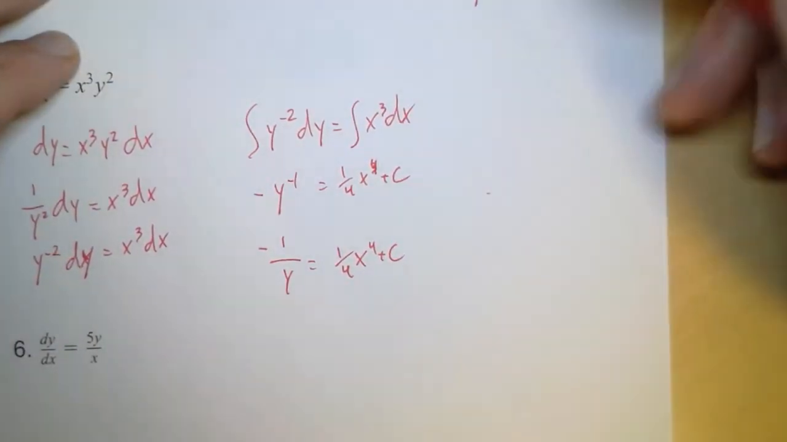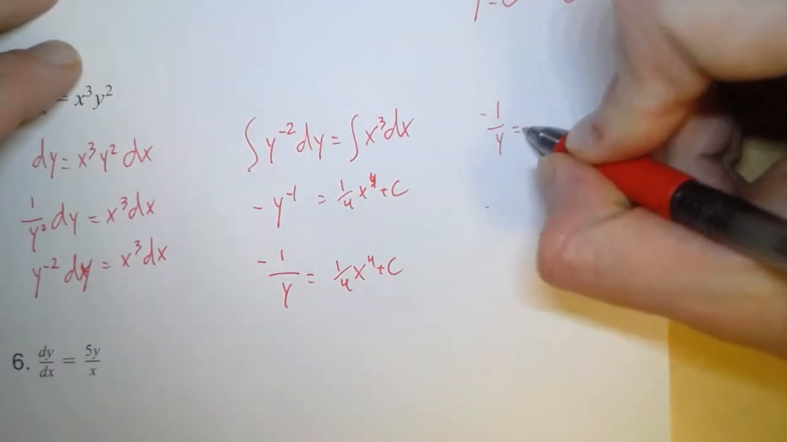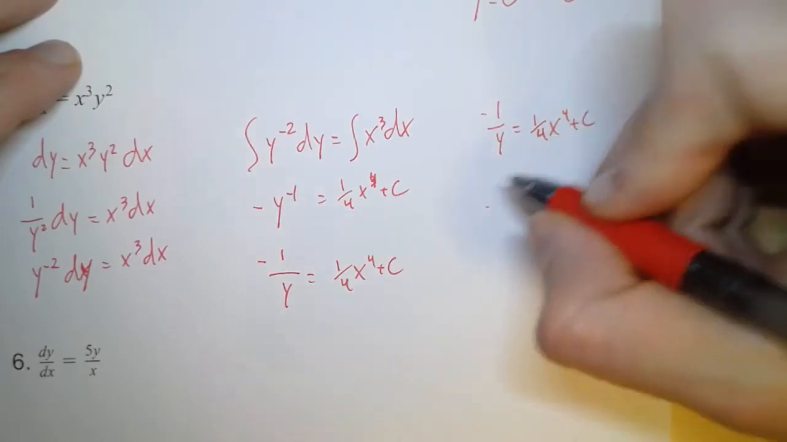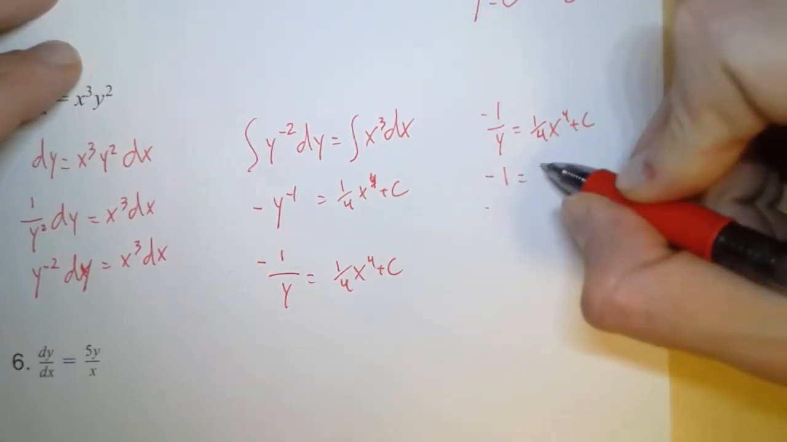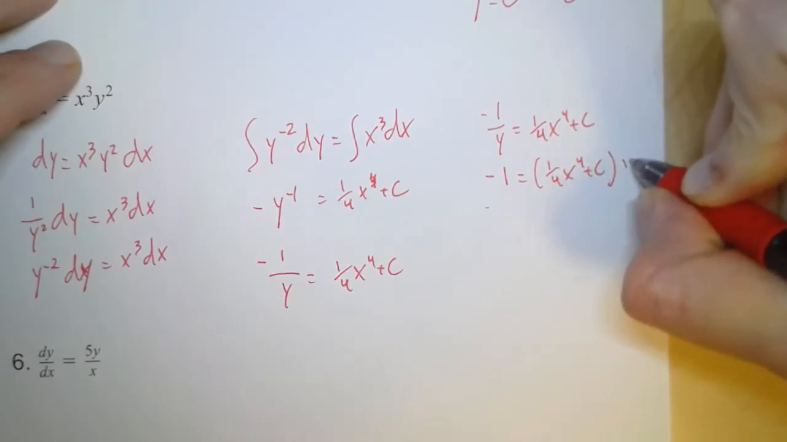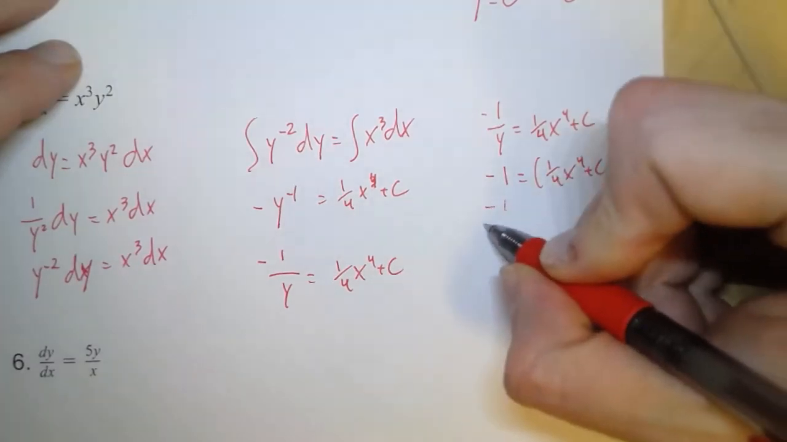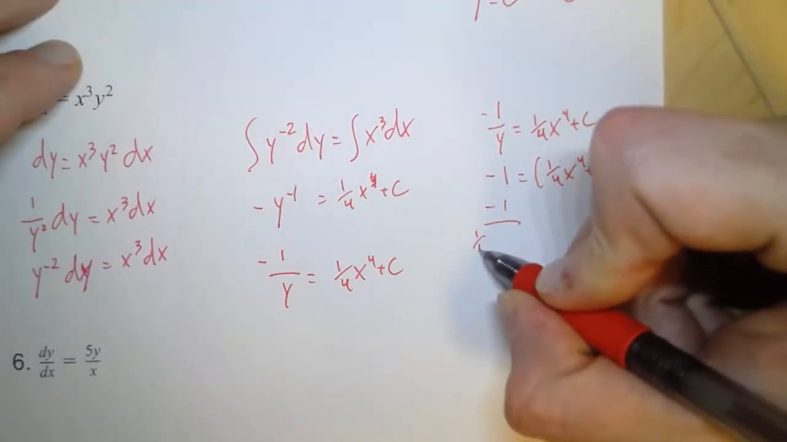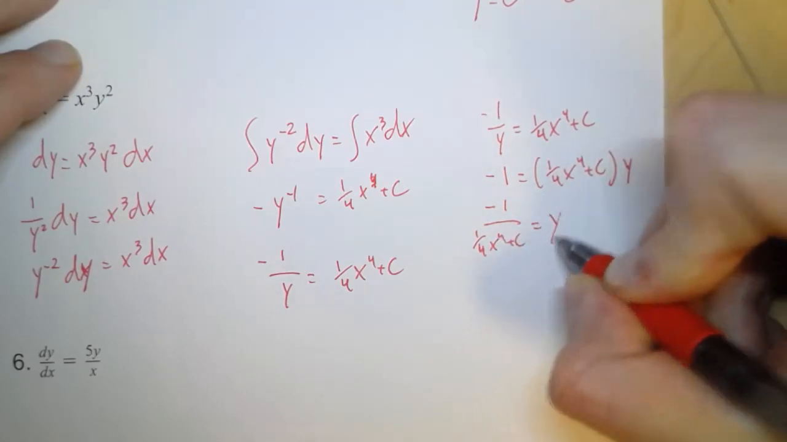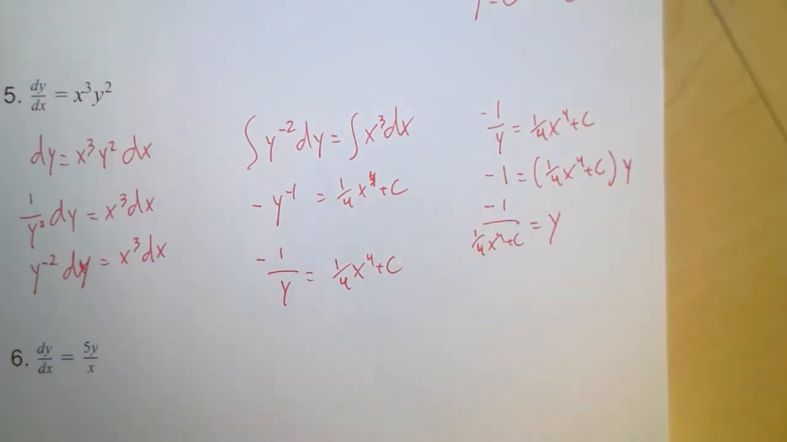I've integrated. So now for step 3, I need to isolate. So I have -1 over y equals 1/4 x to the 4th plus c. So I'm going to multiply y out. So I have quantity 1/4 x to the 4th plus c times y. And then I'm going to divide by this quantity. So I have -1 over the quantity 1/4 x to the 4th plus c, and all of that equals y. So there is our general solution for number 5.